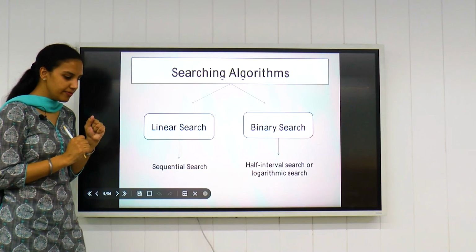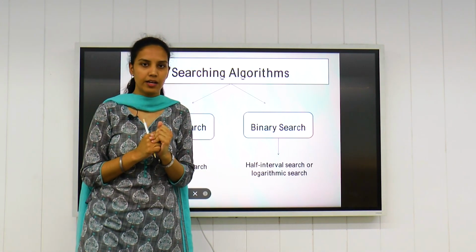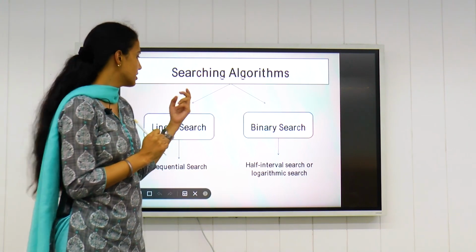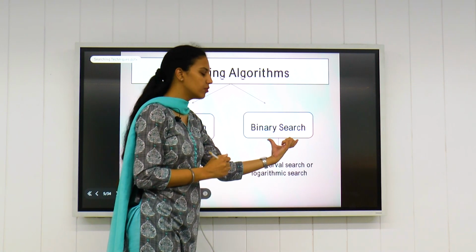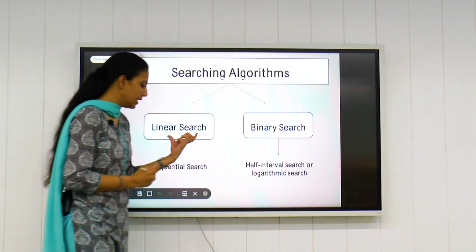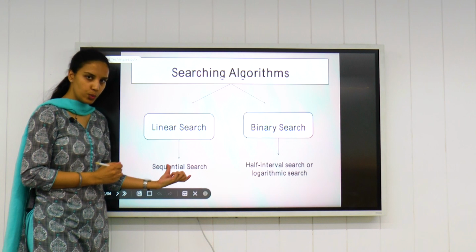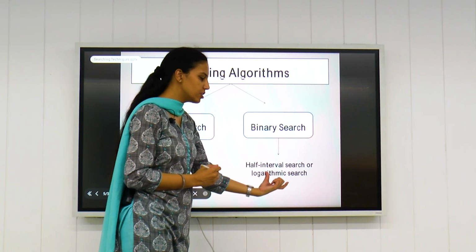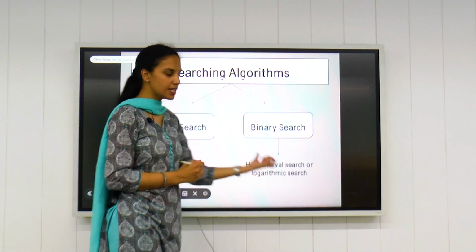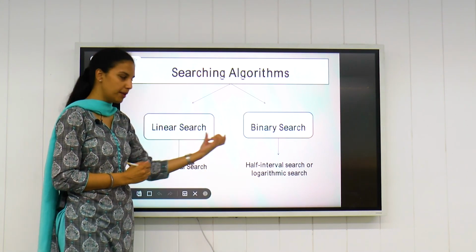Moving on, searching algorithms are basically of two types. First searching algorithm is linear search. Second type of searching algorithm is binary search. Linear search is also known as sequential search and binary search is also known as half interval search or logarithmic search. We'll be studying these two algorithms in detail one by one.